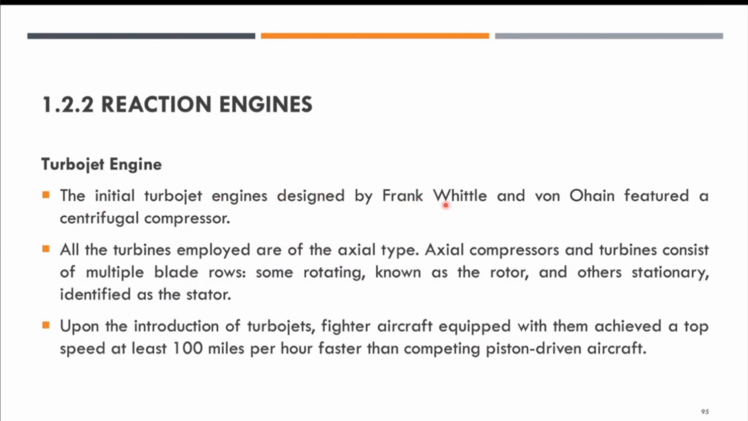Both engineers, the inventors Frank Whittle and von Ohain, featured a centrifugal compressor in the early type of turbojet engine, but the modern one now uses axial type, axial compressor and turbine, which consists of multiple rows of rotors and stators. Stator is not moving. Okay. Upon the introduction of the turbojet, fighter aircraft equipped with them achieved a top speed at least 100 miles per hour faster than competing piston-driven aircraft.